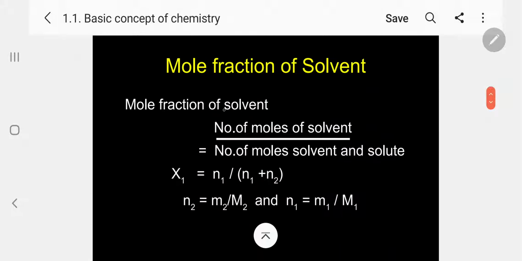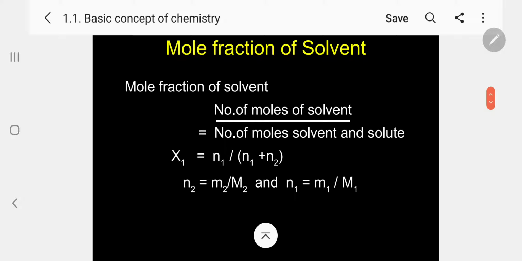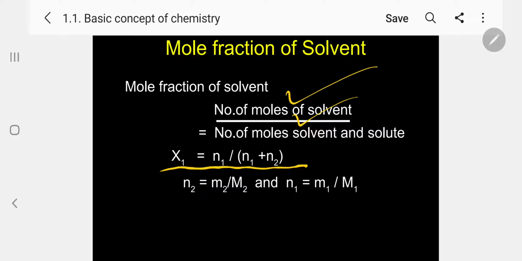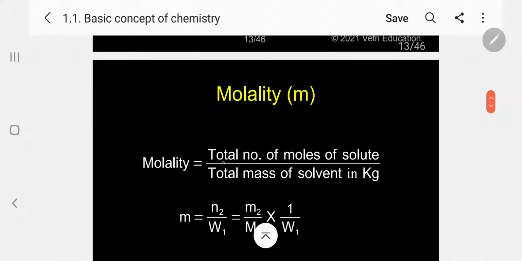The same way, mole fraction of solvent is equal to the number of moles of solvent divided by the number of moles of solvent and solute. Mathematically, x1 is equal to n1 divided by n1 plus n2. As usual, n1, n2 are the number of moles of solvent and solute respectively. So we can express it in this way also. Please follow.